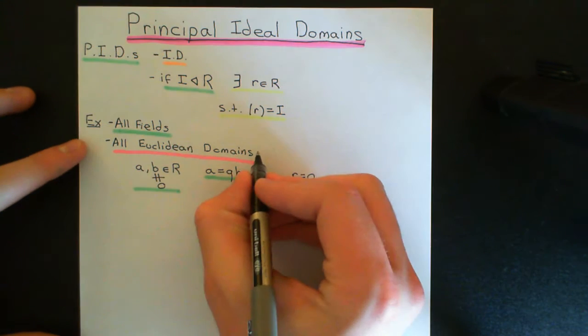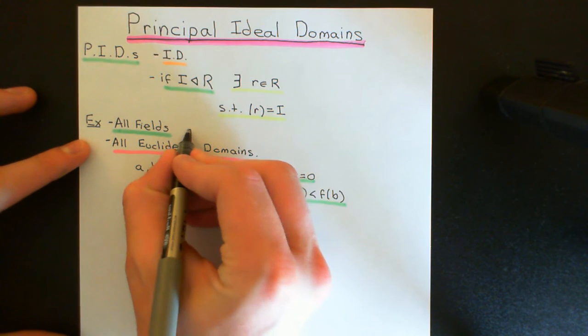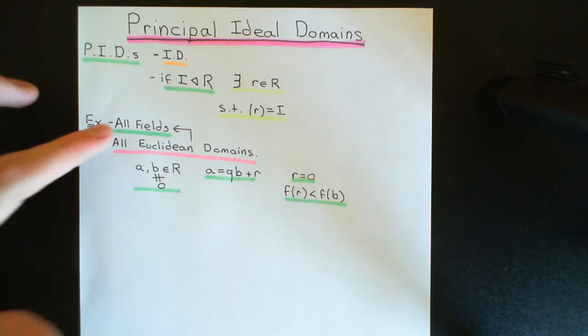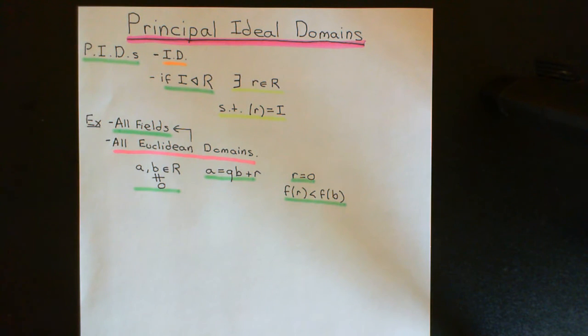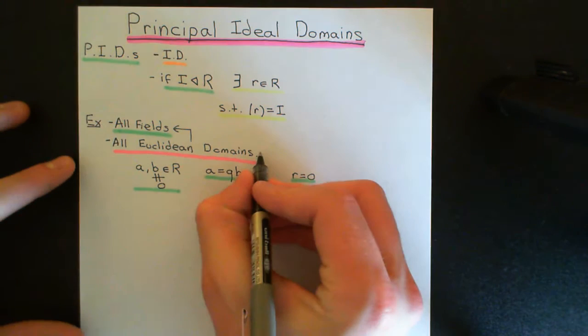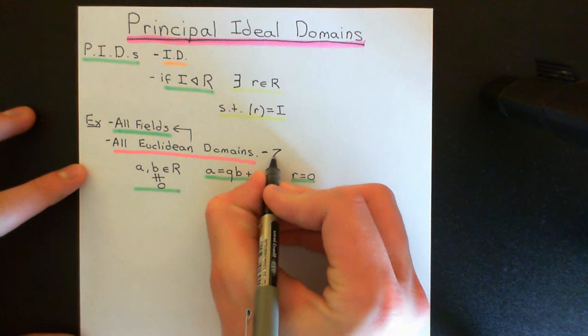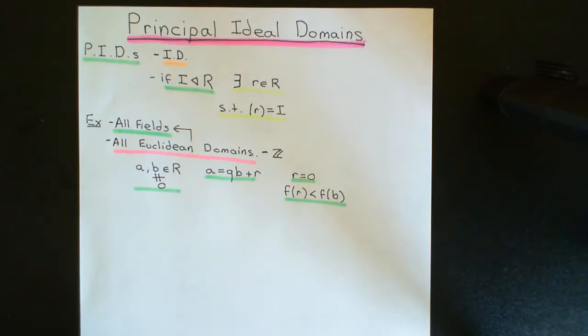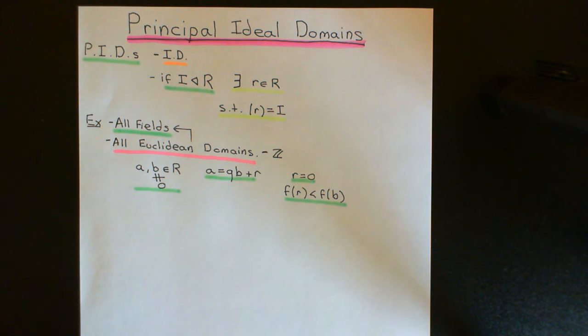Okay, so what examples of Euclidean domains do we have? Well, all fields are Euclidean domains, but we've already stated that one, so that's not a new example. But other examples of Euclidean domains are the ring of integers. Okay, so that's not a field, but it is a Euclidean domain, and therefore it's going to be a principal ideal domain. And in fact, we've already seen in previous videos in this playlist on ring theory that all the ideals in the ring of integers are principal, okay, many times.